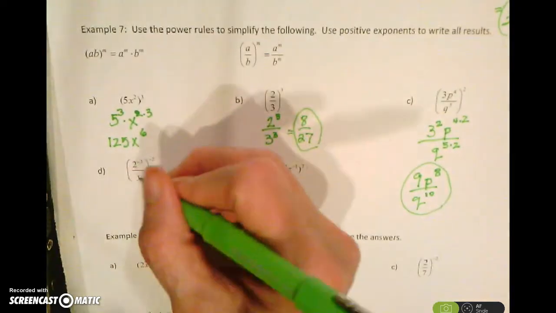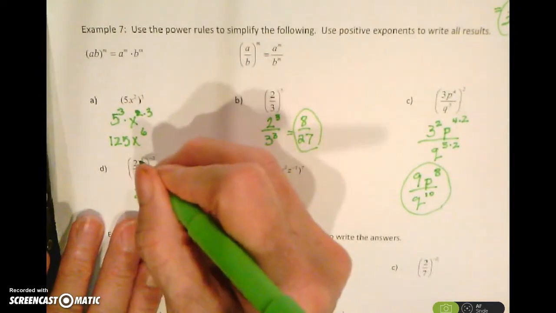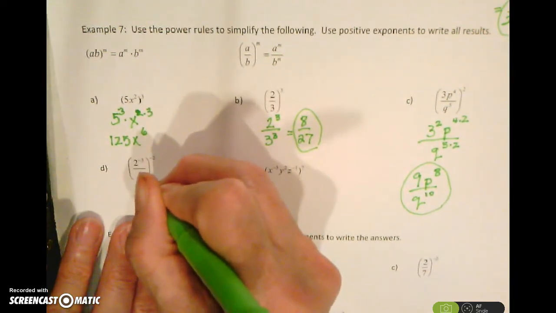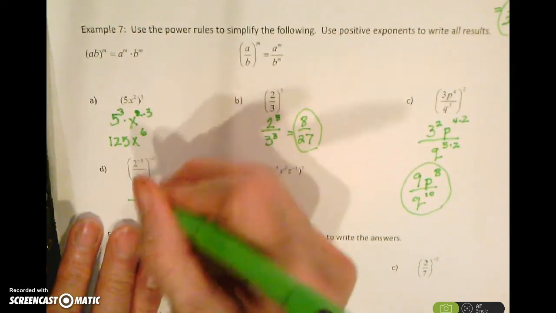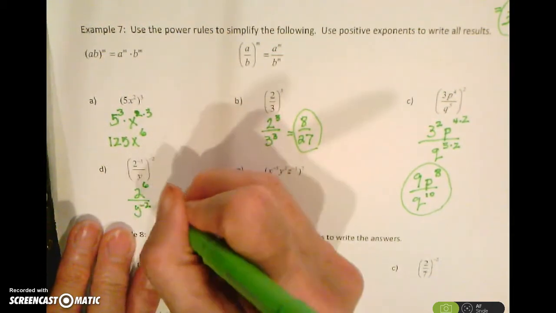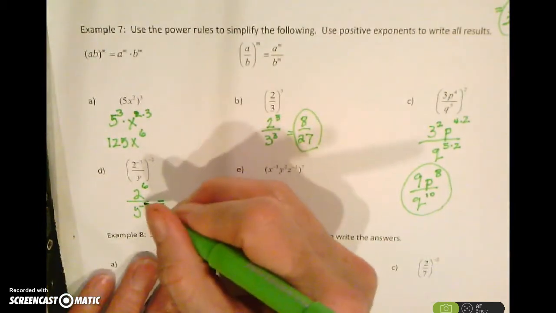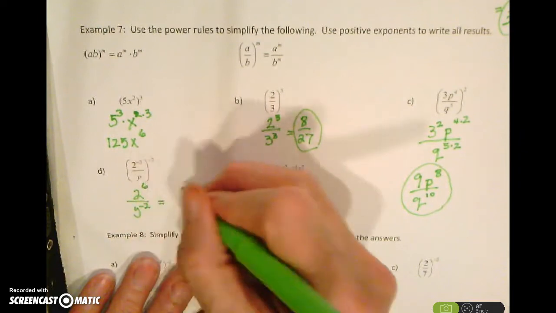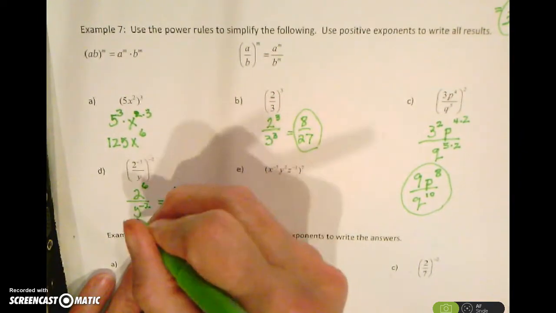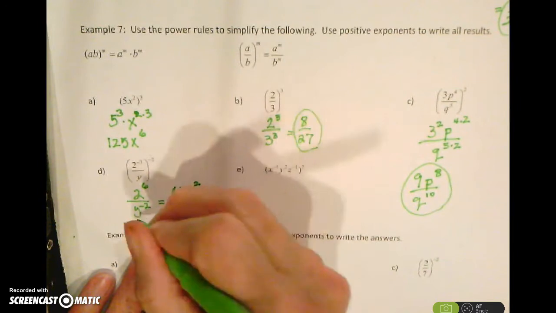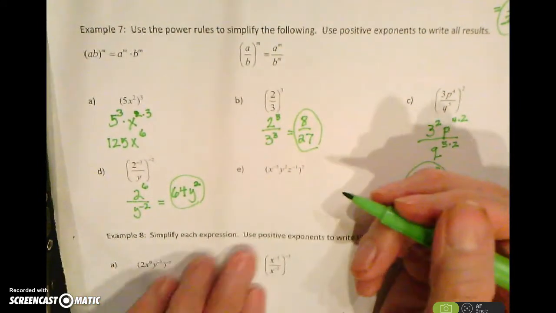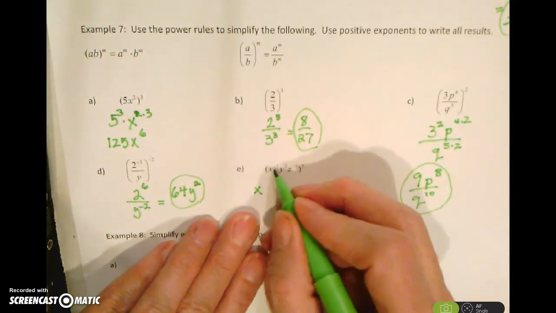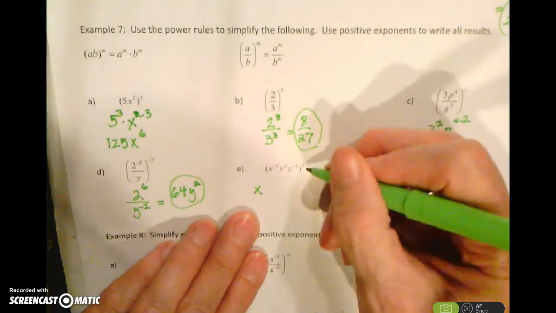D, I have a base of 2, and then a power to a power, so negative 3 times negative 2 is going to be positive 6, and then y is also going to be raised to the negative 2 power. I have a negative exponent, so I'm going to move it across the fraction bar to make it positive. So 2 to the 6 is going to be 64, and then move up my y to the negative 2 and get y squared.